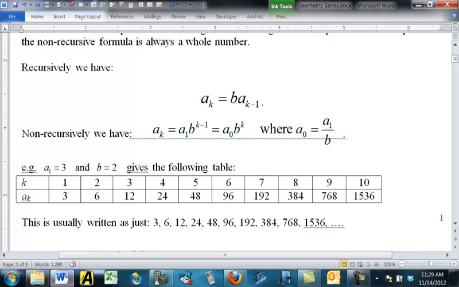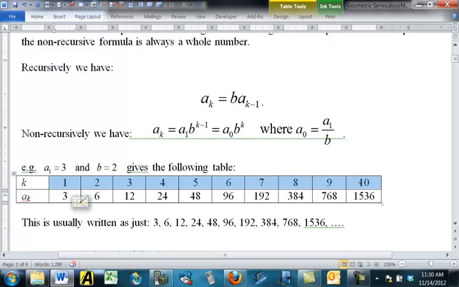So for example, if a1 is 3 and b is 2, then the domain, the x's or k's, are 1, 2, 3, 4, 5, 6, 7, 8, 9, 10, etc. And they go on forever. A sub k would then be 3, and then 3 times 2 would be 6, times 2 is 12, times 2 is 24, and so forth. Remember, for sequences, we often just write the outputs, so this might just be written as 3, 6, 12, 24, and so forth, which are just the outputs. The inputs are automatic: 1, 2, 3, 4, 5, etc.